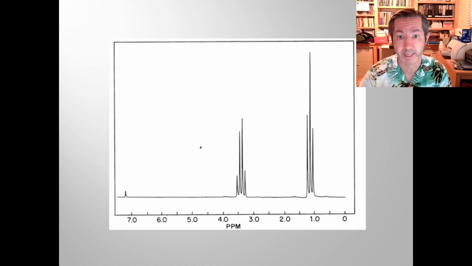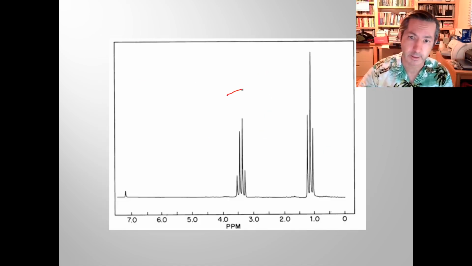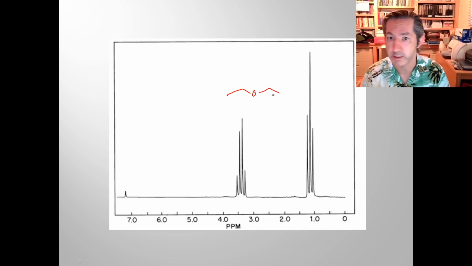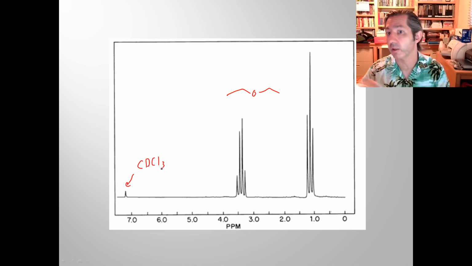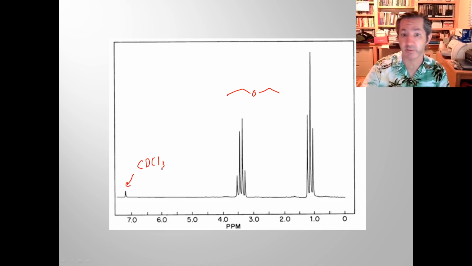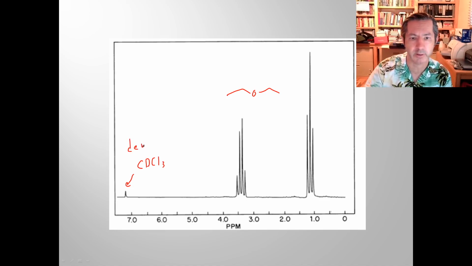So let me show you another spectrum. This would be diethyl ether. And that's the tiny bit of regular chloroform that's dissolved in our deuterated solvent. So this is called a deuterated solvent.